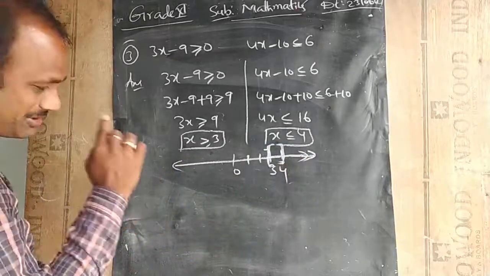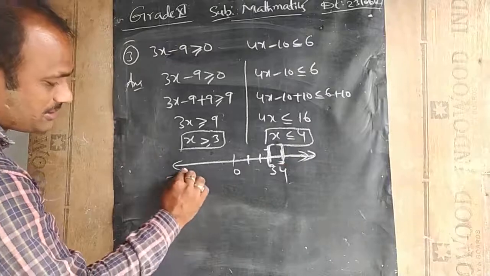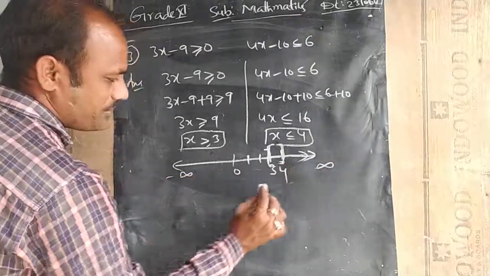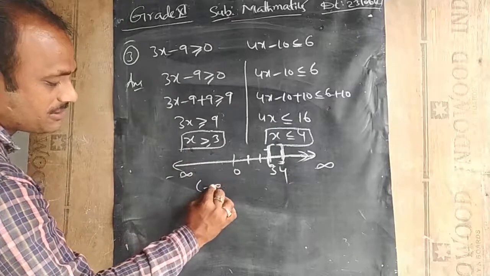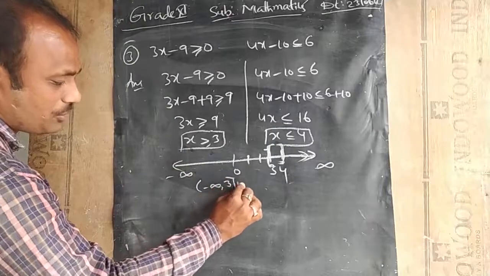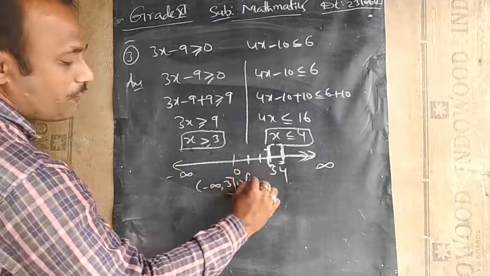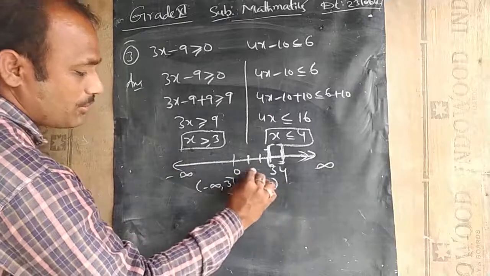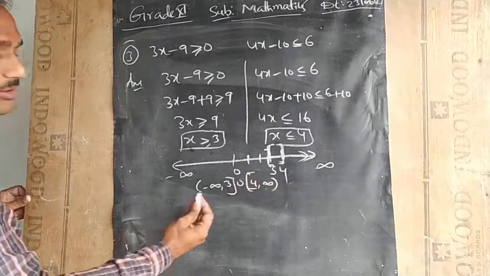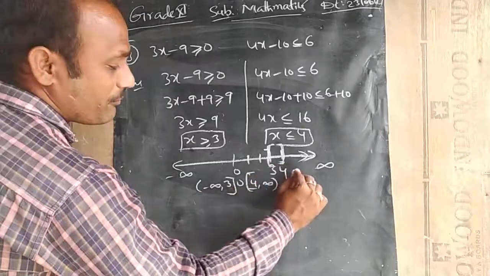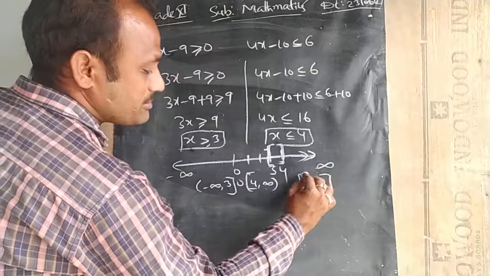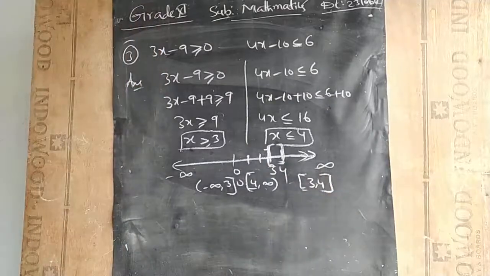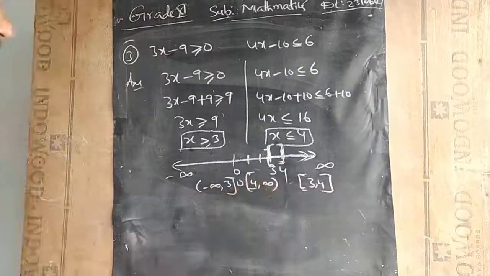This can be written in two forms. This is minus infinity, this is plus infinity. The first notation is minus infinity comma 3 union 4 comma infinity. Or else it can be written in simplified form as the closed interval 3 comma 4. Both are correct. We can write in these two formats.